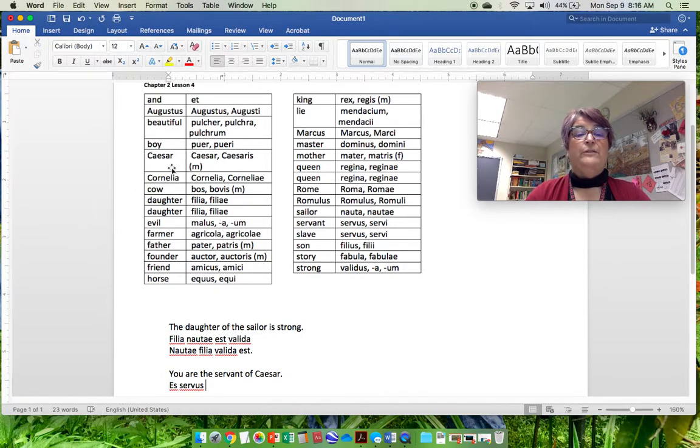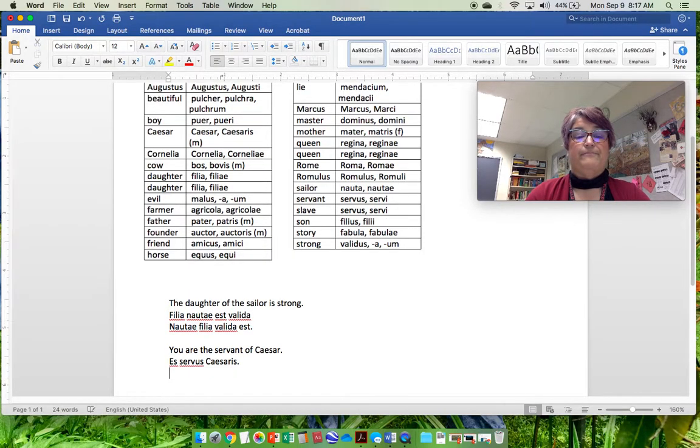Remember that when I look at a vocabulary word entry on a vocabulary list, the second word, in this case Caesaris, is the genitive or the possessive form. And so that completes my sentence. You are the servant of Caesar. Let's try one more.